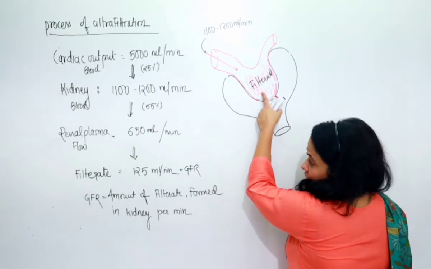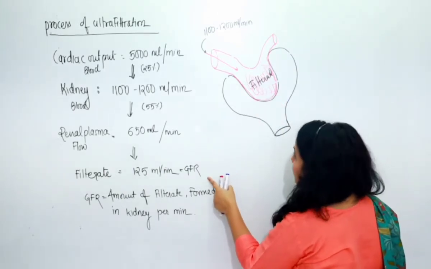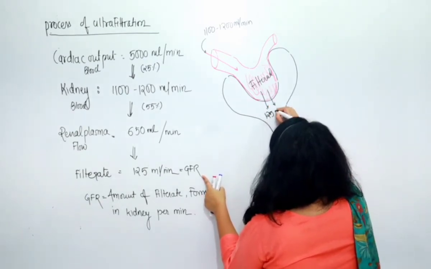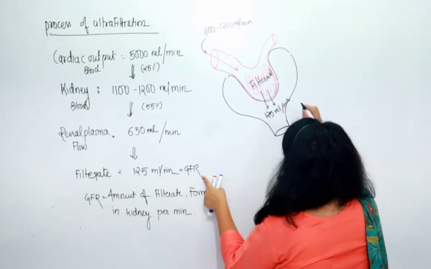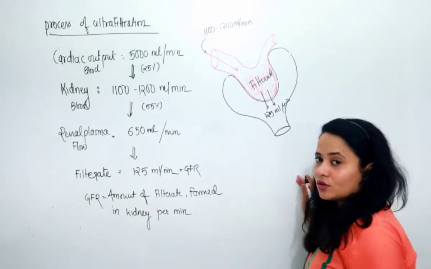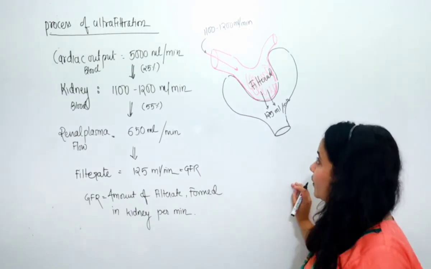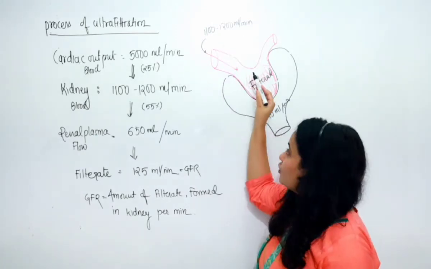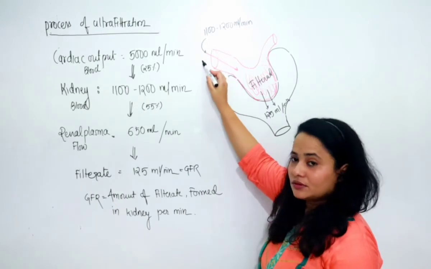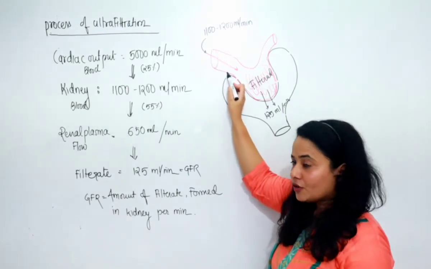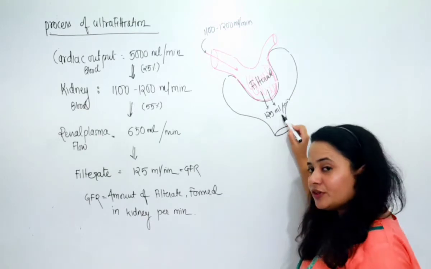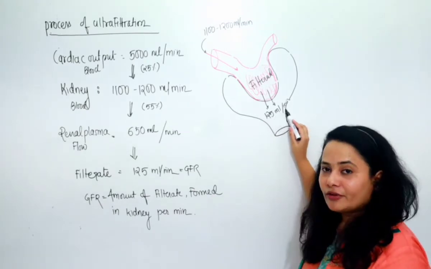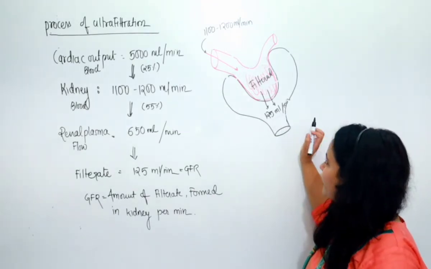So if it is getting filtered over here, how much amount of filtrate is formed? The amount of filtrate that is formed from here is 125 ml per minute. So this is known as GFR, that is known as glomerular filtration rate. I repeat once again, 1100 to 1200 ml blood is entering into the glomerulus per minute, that is through the afferent renal arteriole. And from here, how much filtrate is formed? Ideally, how much waste comes out, we can say, it is 125 ml per minute. So this is what you call GFR.